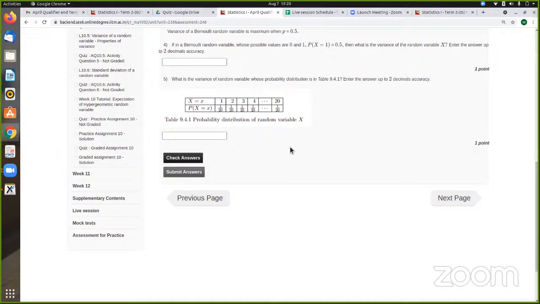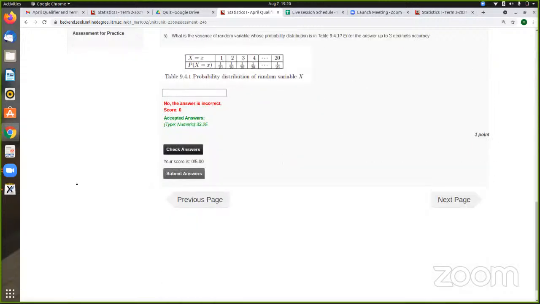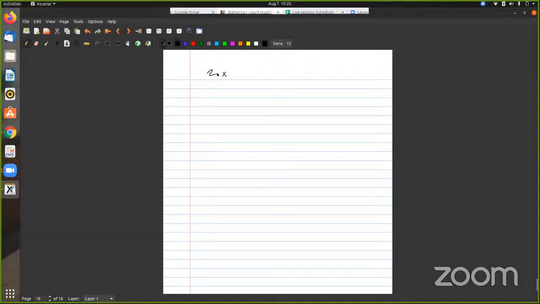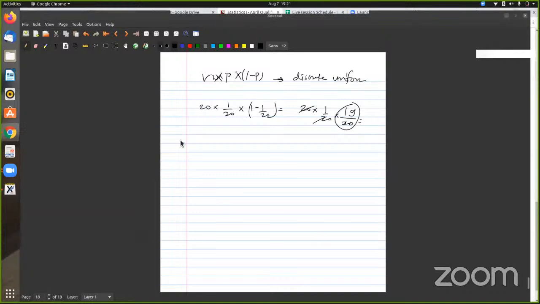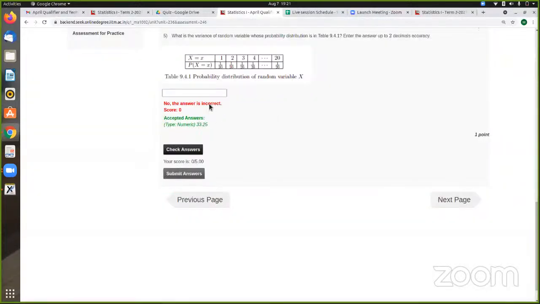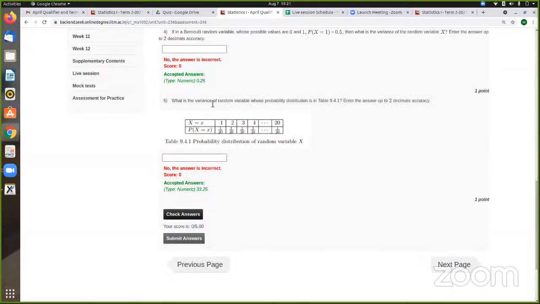So what's the problem here then? Sir, I was not able to understand. Would np into 1 minus p work over here? This is discrete uniform, right? So total n, what is n here? n is 20. p here is 1 by 20, and 1 minus 1 by 20. It is 20 into 1 by 20 into 19 by 20, right? That should be the value. Just checking, sir. This is 0.95. No, sir, 19 divided by 20 is 0.95.